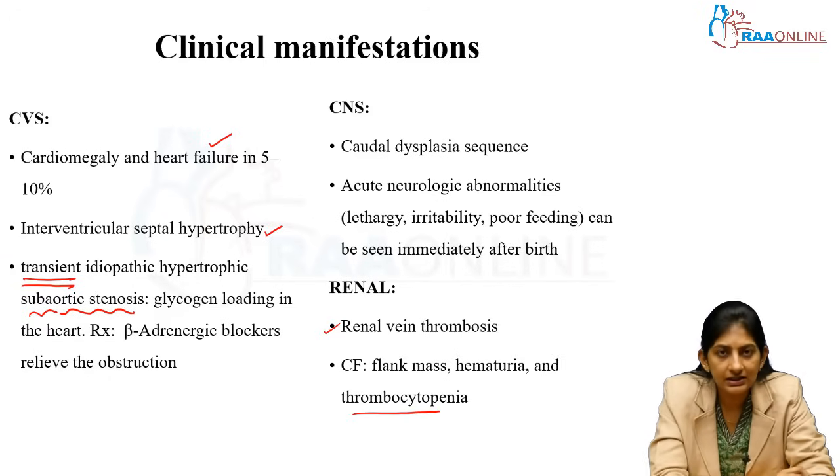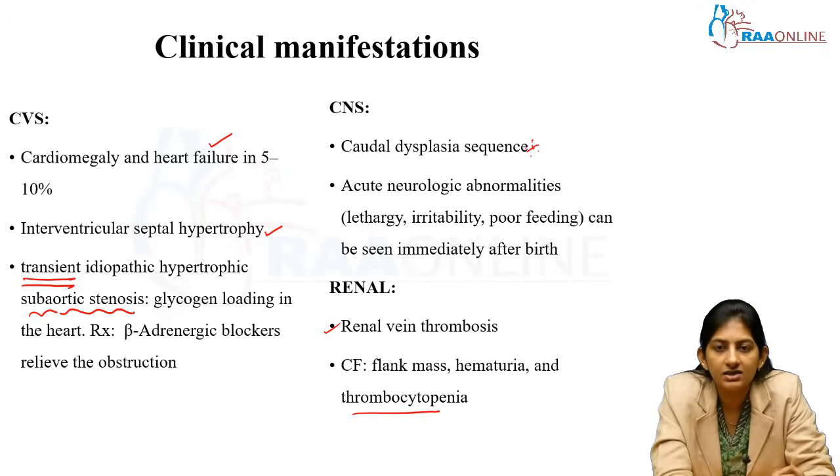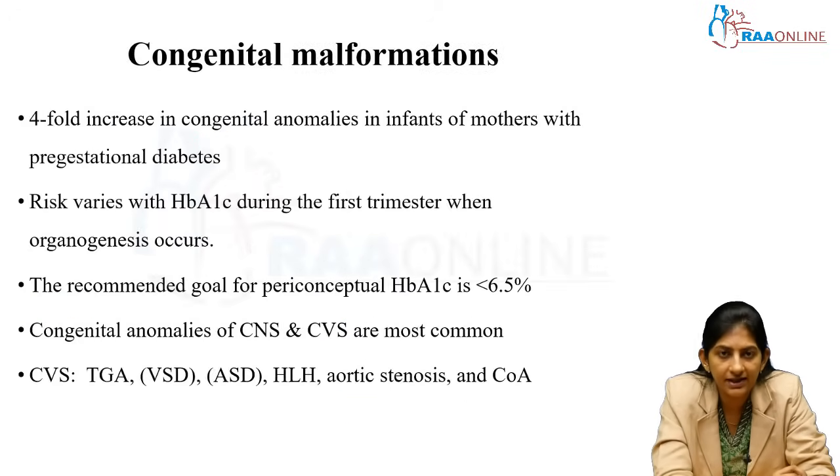Coming to the CNS manifestations, acute neurological manifestations, we know lethargy, poor feeding, jitteriness, tremulousness, seizures, all these things. But as a part of the congenital anomaly, there can be a caudal regression syndrome or a caudal dysplasia sequence. So this is also seen in IDM.